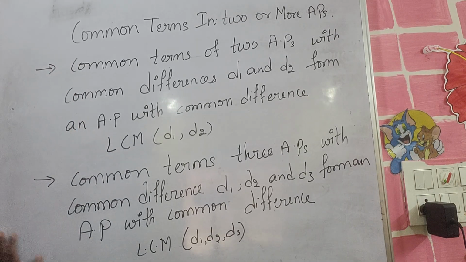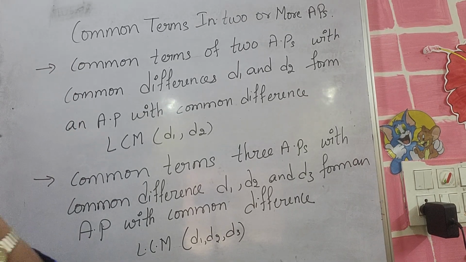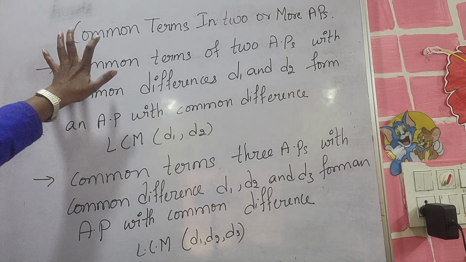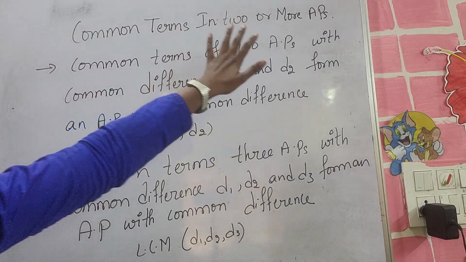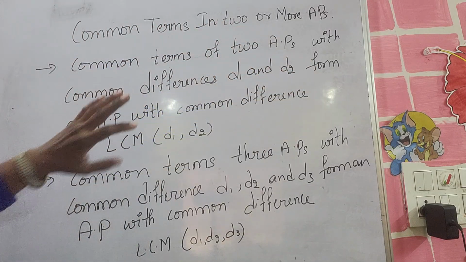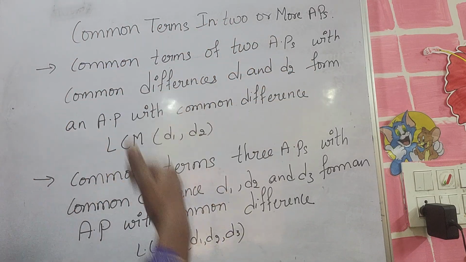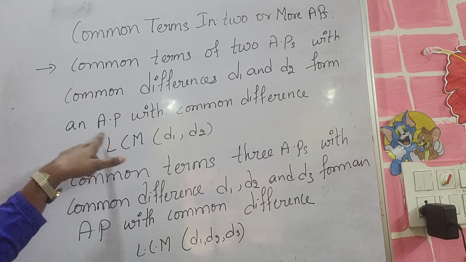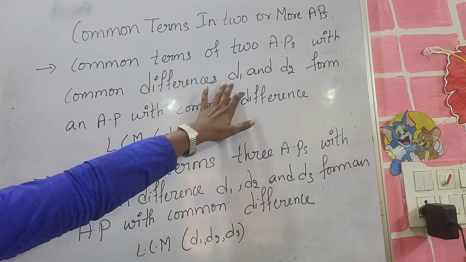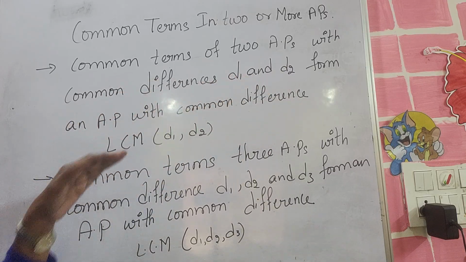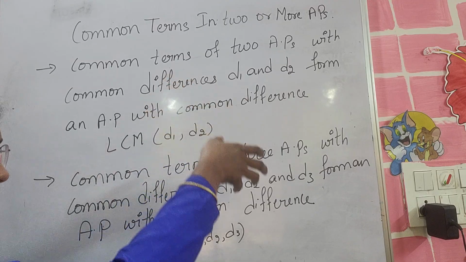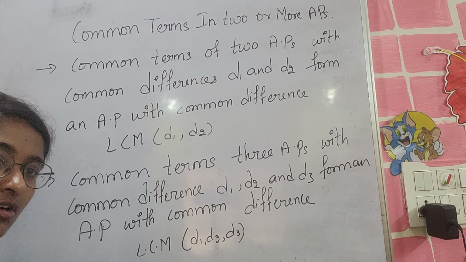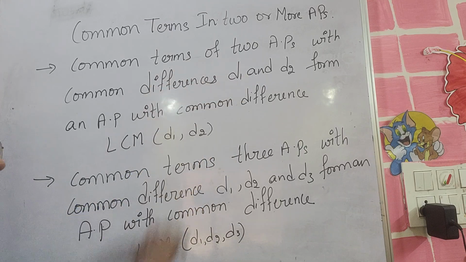Yes, we'll see now the next topic, the fourth topic in sequences and series, that is common terms in two or more APs. If the common terms of two APs also make an AP, then the common difference is the LCM of the common differences D1 and D2. So the common difference for both together, if we take the LCM, will be the common difference of the new sequence, which is the common terms.